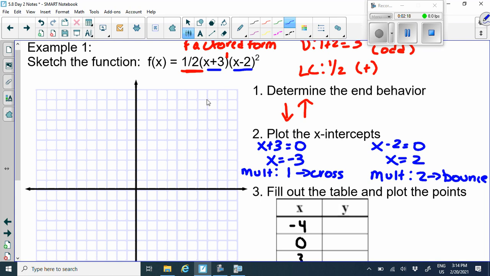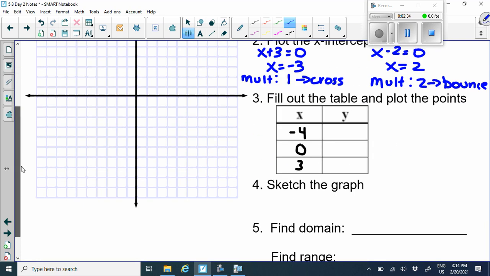So we're going to take -4, plug it into x, 0, plug it into x, and then the 3, plug it into x. So let's go ahead and do that. And when we do that, then we're going to just plug it into our calculator to help us out. So this actually, when we plot more points, we get a little bit more specific when we graph the function.